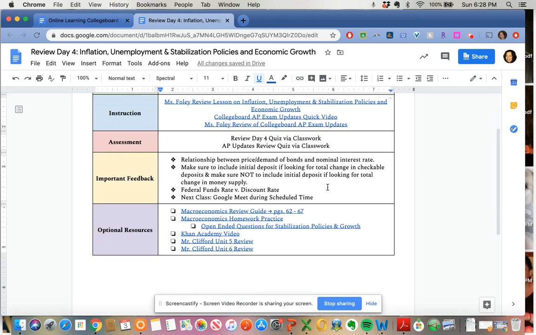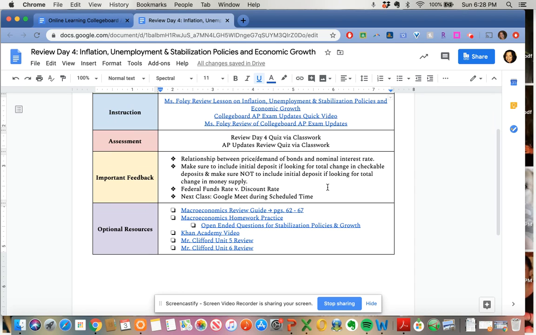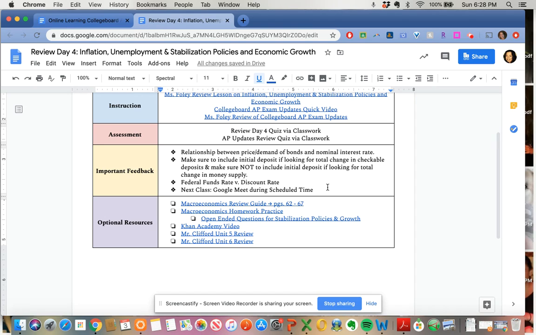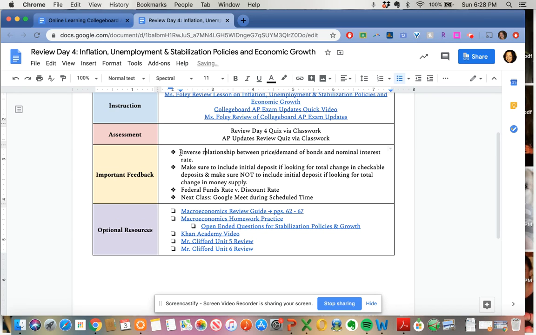I graded the Day 3 quizzes, and many of you did really well. There were just a couple of things that stood out to me that we want to make sure that you know. Please know that there is an inverse relationship. I'll write inverse relationship here. And Kepler is trying to remind you too.